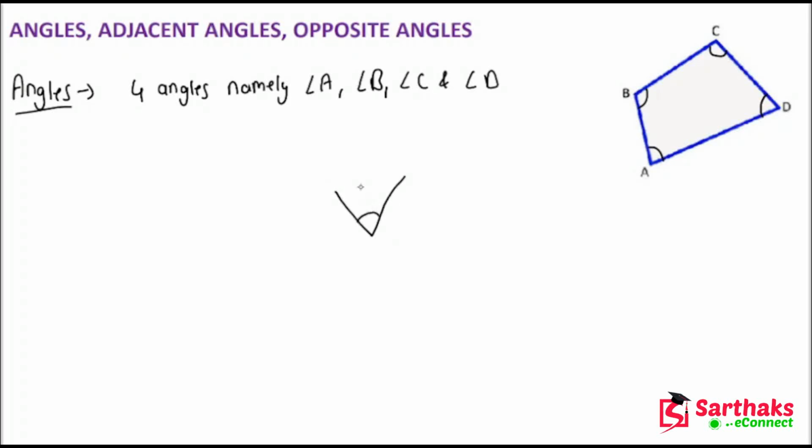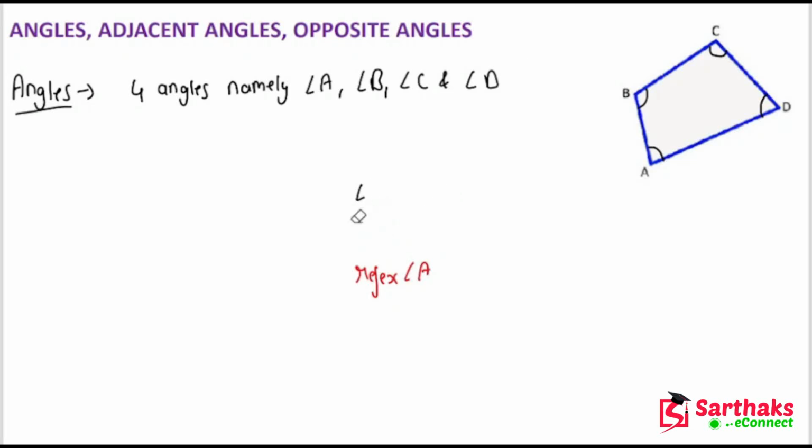Suppose this is angle A, then this outside angle is called reflex angle A. That is 360, because this complete circle will form 360 degrees. So if this angle A is 90 degrees, this red angle, that is reflex angle, would be 360 minus 90 degrees. That is 360 minus angle A. So this was the concept of reflex angle.